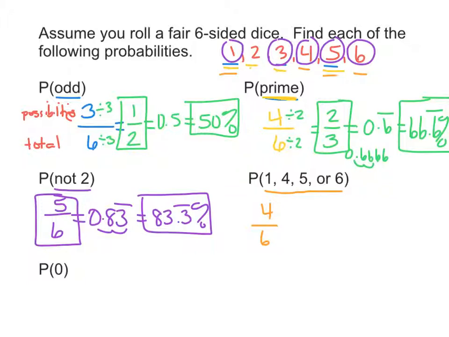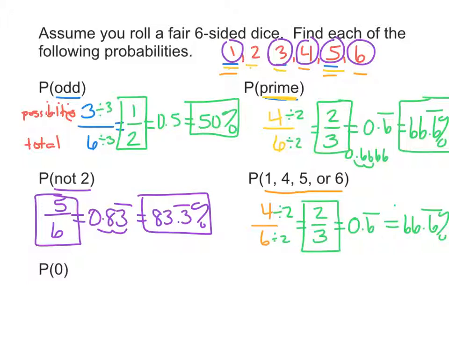In this example, both of these numbers are divisible by 2, so we can simplify this to 2 over 3, which if you divide it is 0.6 repeating, the same as the example above. So that is 66.6 repeating percent. The answer is 2 out of 3, or 66.6 repeating percent.